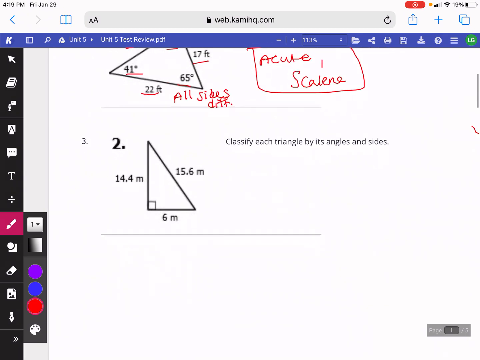In the next one, I notice a right angle. So this is a right triangle. And then all the sides are different. So this is a scalene triangle.